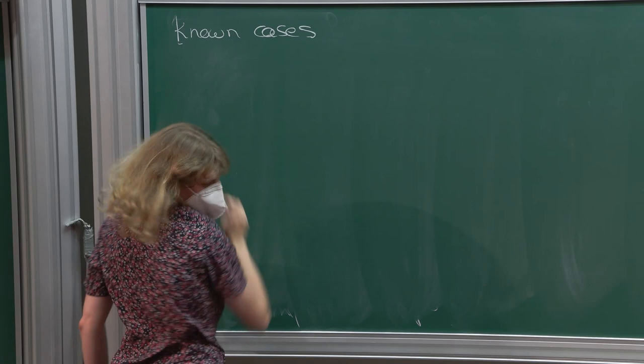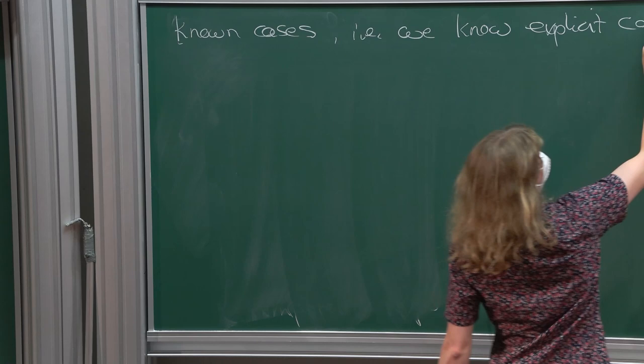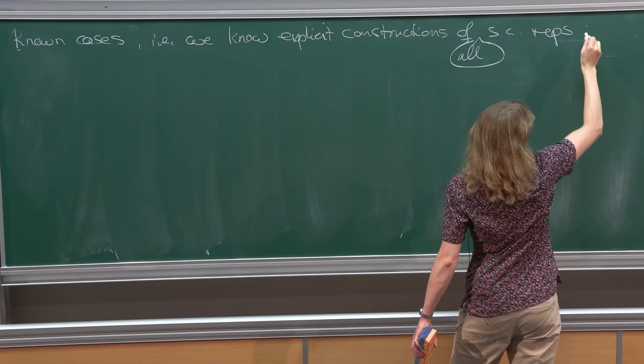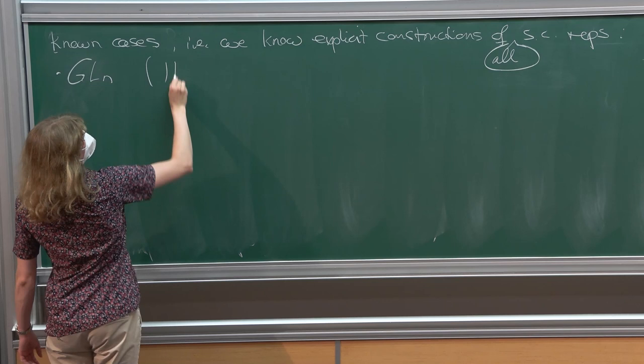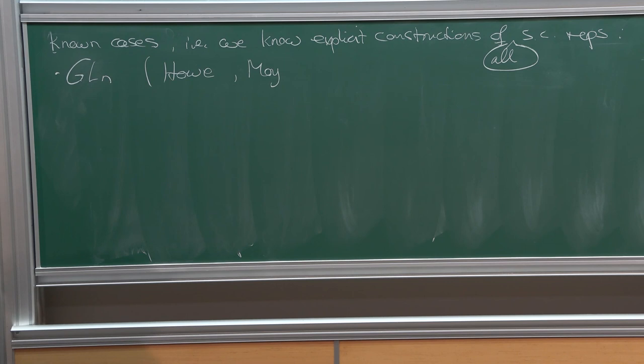Known cases. By known cases, I mean we know explicit constructions of supercuspidal representations, and I should say of all supercuspidal representations, in the following cases. We know it for GL_N. That's the first thing that people worked at. A lot of people have worked on it, so I will definitely omit people. But Howe and Moy have done some groundbreaking work at the beginning. Howe's work was around the Corvallis conference.